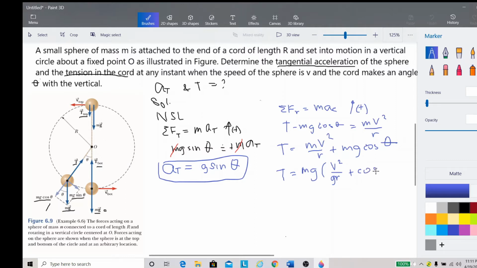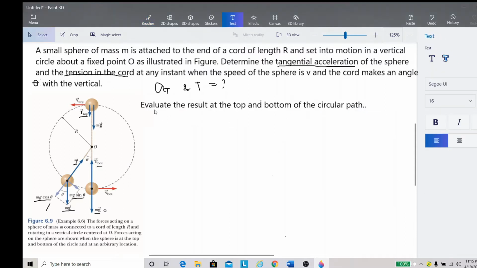So may cosine theta na lang tayo dito. So there you have it. We have solved for the tension in the cord. So this will be the tension in the cord, and this will be the tangential acceleration. So meron tong follow-up question. Let us pause for a while.